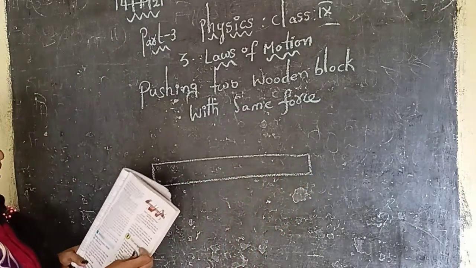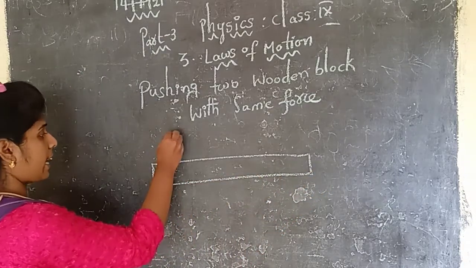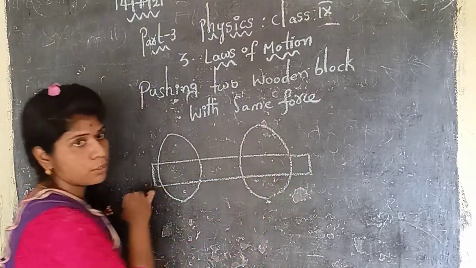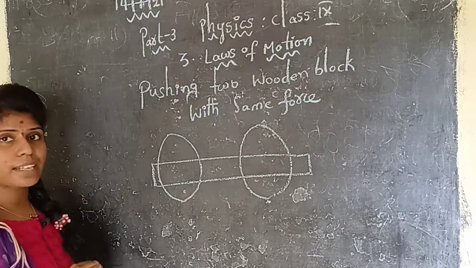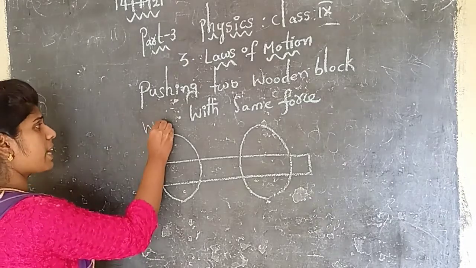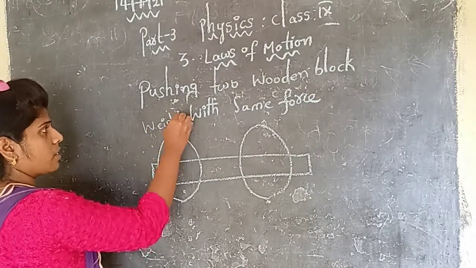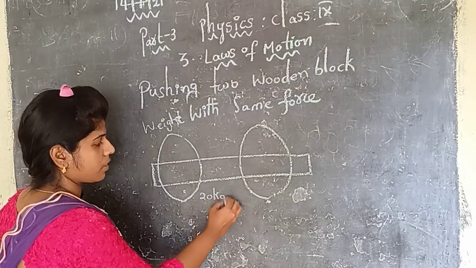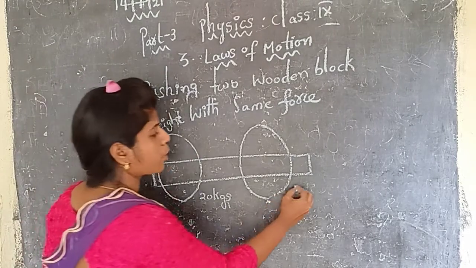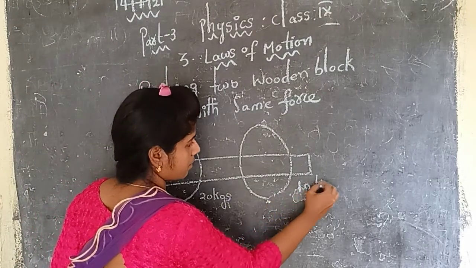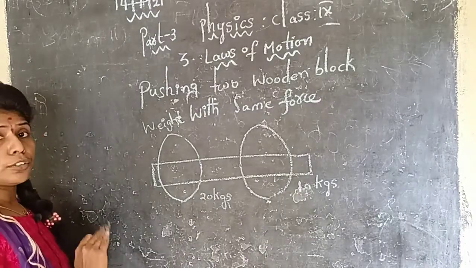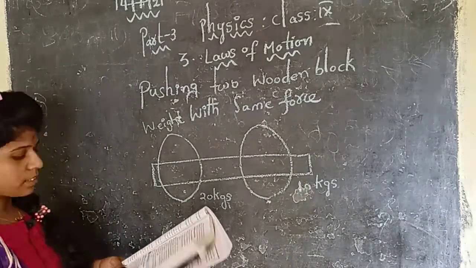So this is the scale, right? On the surface of this scale, I have selected two different masses. Here mass in the sense of weight. One of the weights is 20 kgs. One more weight is 10 kgs. I have selected two different masses.